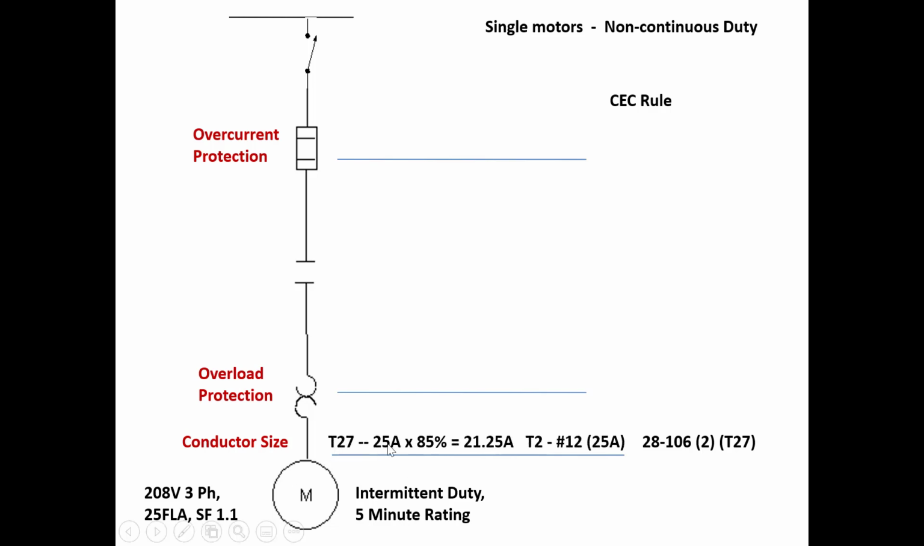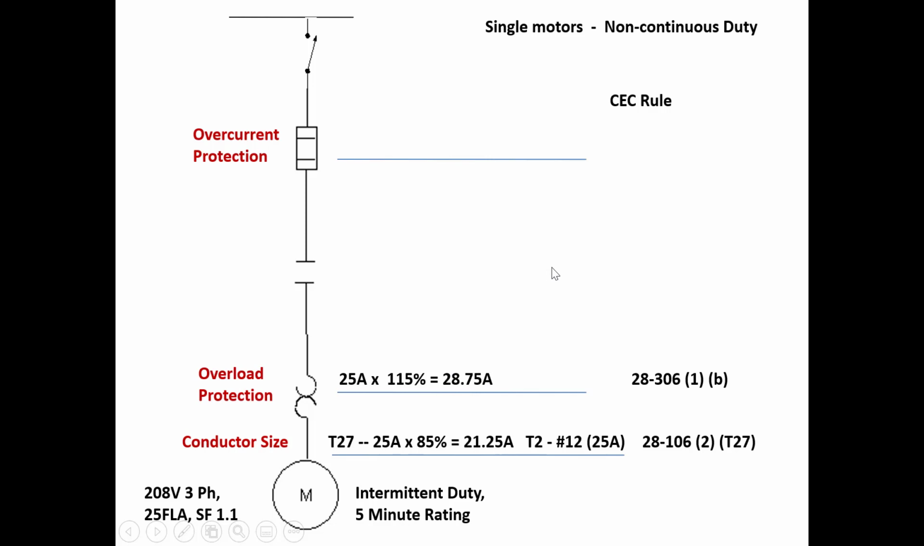So we take our value from table 27, 85%, times it by the FLA, and we get our current of 21.25. Then we go to table 2, and we can use a number 12 for that. Then we go to 28306. Now we're in B because we're less than that 1.15, so we're using 115% as the multiplier for our overloads. And this is the value that the overloads need to be set or purchased at. We don't round up, we don't go to another table. Whatever that calculated value is, exactly what we're looking for.